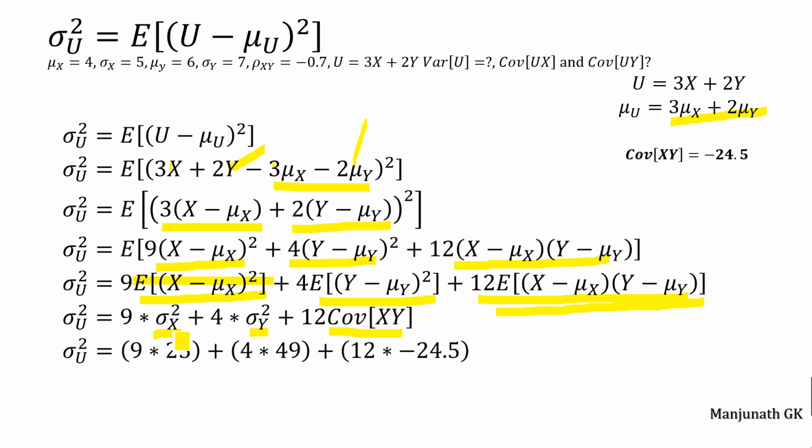And substitute the given data here. So a variance is given, but a standard deviation is given here. It is 5. 5 square is 25. Standard deviation 7 is given, but we need variance, so the square of 7 is 49. Covariance of xy we have calculated, that is minus 24.5. Do the simplification, we'll get the first requirement, that is the variance of u, that is 127.